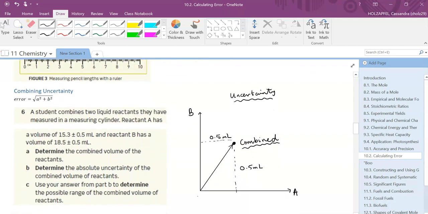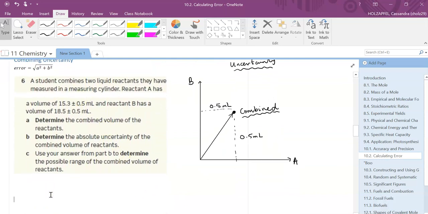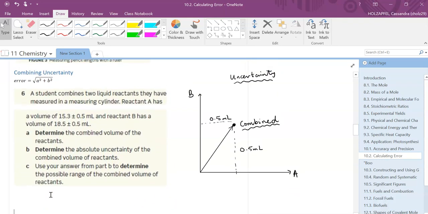Okay, so combining uncertainty. This is where it gets a little bit kind of crazy. And so I've drawn this diagram just to sort of help you visualize what's going on here. So when you actually combine uncertainty, so let's say I had a measurement of like 10 centimeters plus or minus 1 centimeter, and then I had another measurement of 9 centimeters plus or minus 1 centimeter, and then I added the two lengths together.